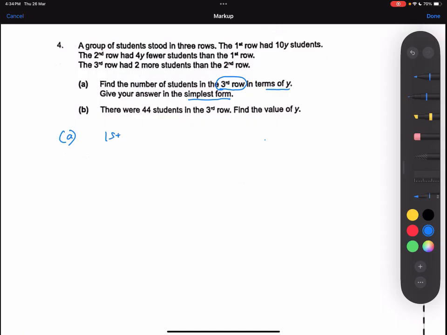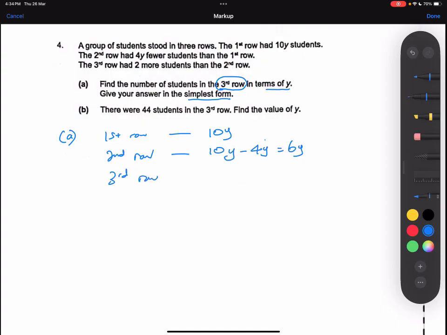First row, 10Y. Second row, 4Y fewer students than the first row, 10Y minus 4Y equals 6Y.